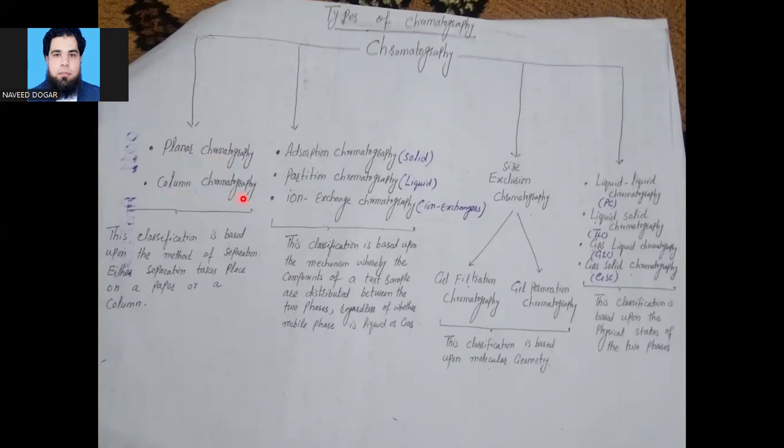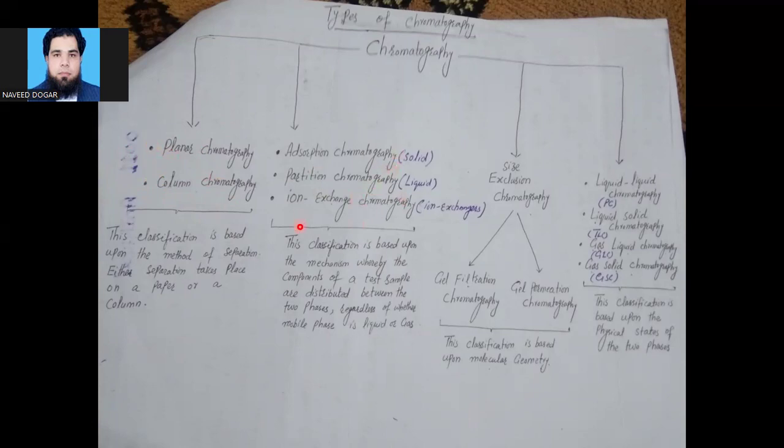While in column chromatography, we use columns of various sizes, and all types of chromatography in which the separation takes place in a column fall in the category of column chromatography. For example, gas chromatography, high performance liquid chromatography, size exclusion chromatography, and affinity chromatography are all types of column chromatography. So this classification is based upon whether the separation is taking place in a column or on a paper or TLC plates.